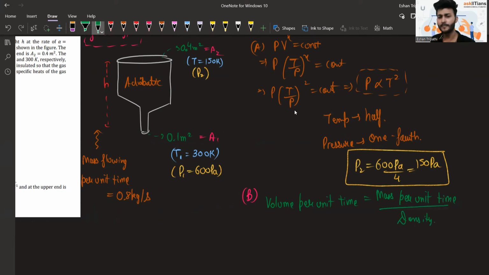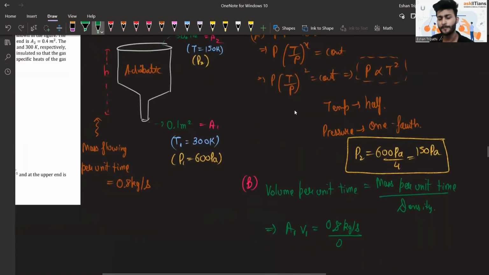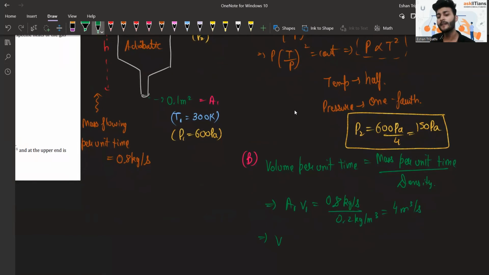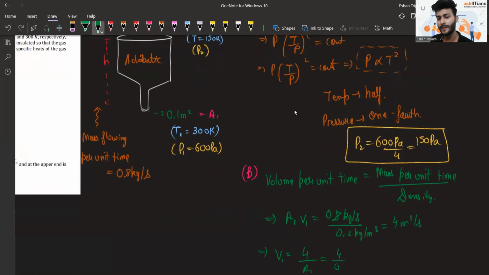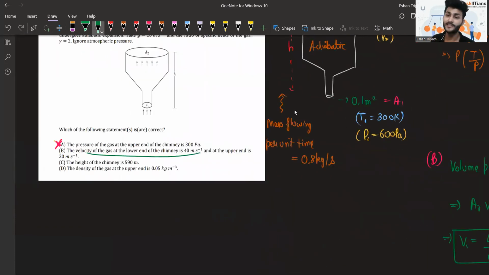So volume per unit time we know is area into velocity at the bottommost point. We know area, velocity we can find. Mass flowing per unit time is given as 0.8 kg per second divided by density, which was given as 0.2 kg per meter cube. So see, it turns out to be 4 meter cube per second, the rate of flow of volume. 4 meter cube is flowing every second. Area was already given, so we can say 4 divided by A1. Area was given as 0.1. So it's 4 divided by 0.1, which is 40 meters per second. Was this given in the option? Yeah. Velocity of the gas at the lower end is 40 meters per second.